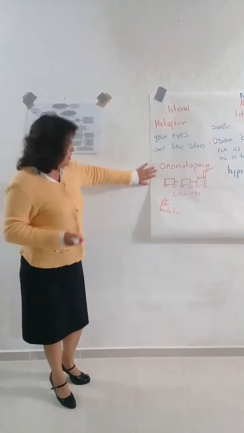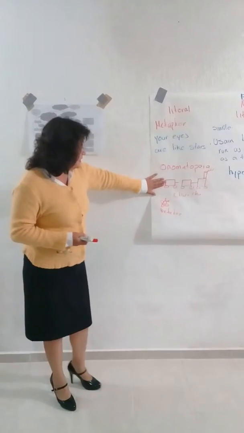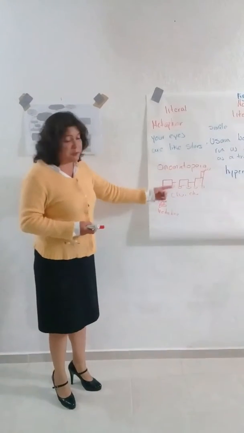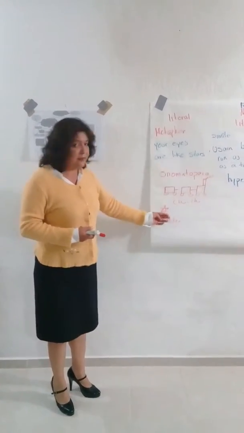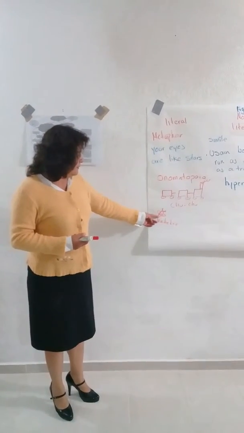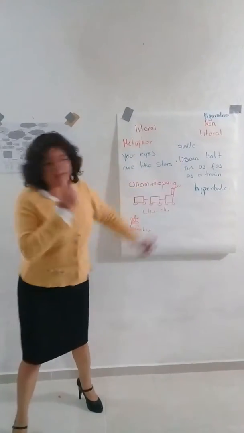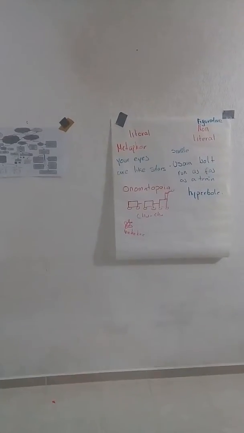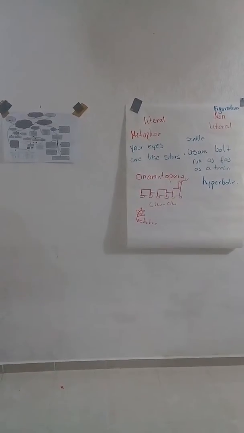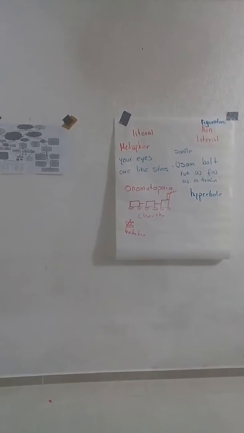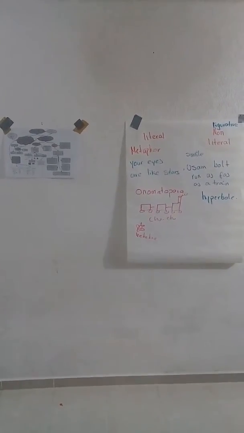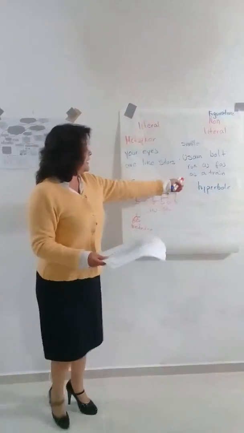Onomatopoeia is the sound of a word. For instance, this is a train, and the onomatopoeia of the train is choo-choo. This is a bee, and the onomatopoeia is bzz. And the simile is when you compare something. For instance, Usain Bolt runs as fast as a train.